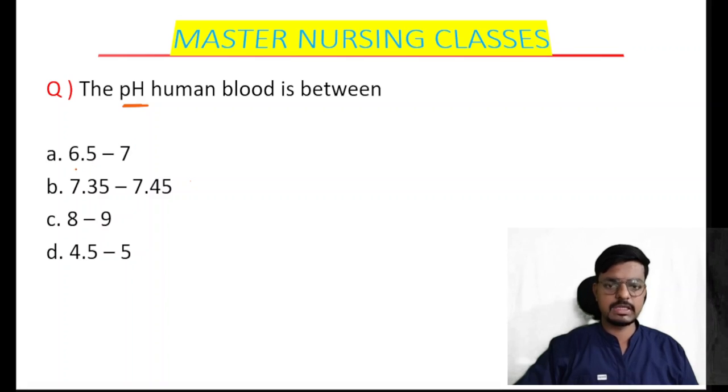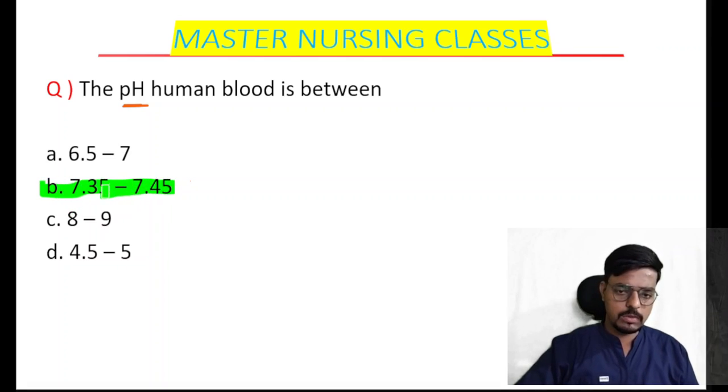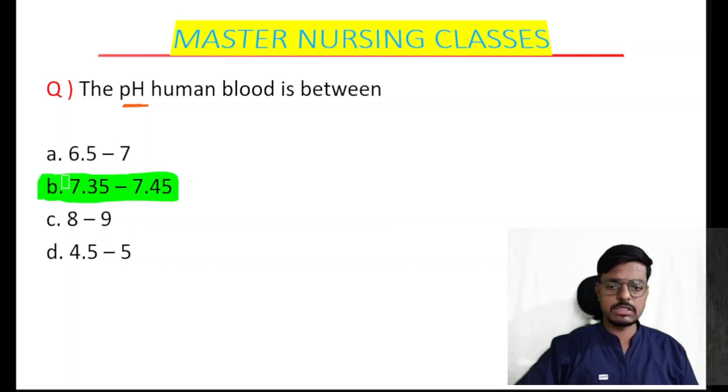Option A says 6.5 to 7. Option B says 7.35 to 7.45. C says 8 to 9, and D says 4.5 to 5. What is the correct answer for this question? Yes, all of you are giving the correct answer: the normal pH of the human blood is between 7.35 and 7.45. This is the answer for this question.